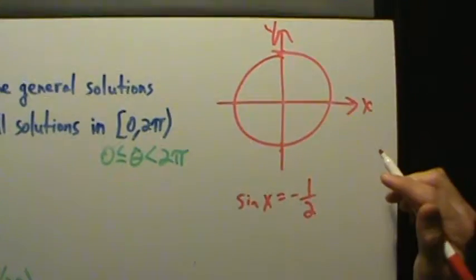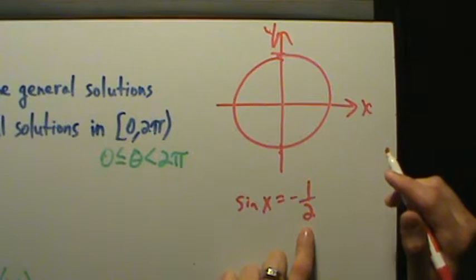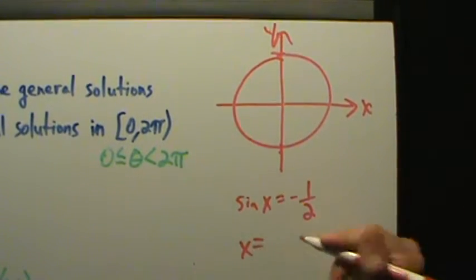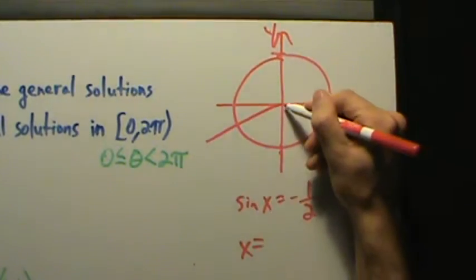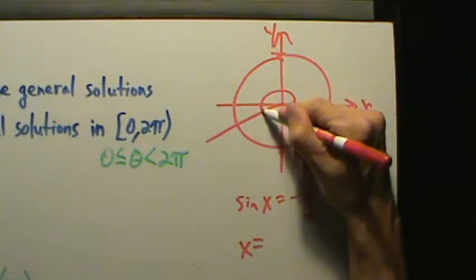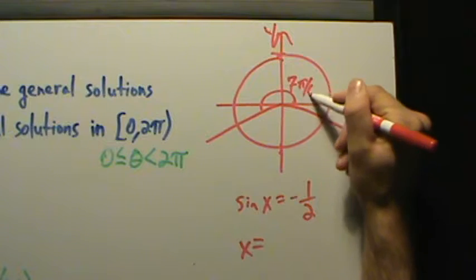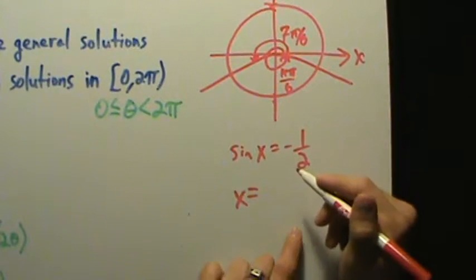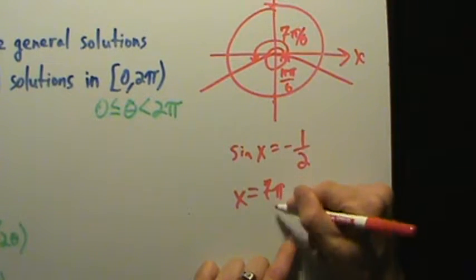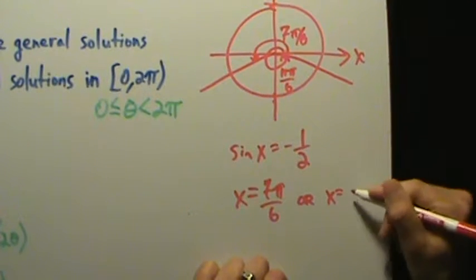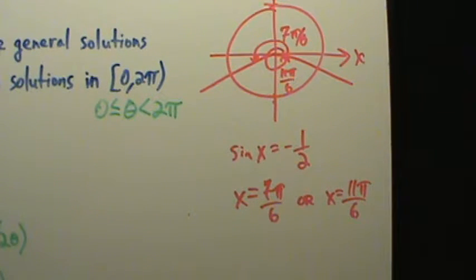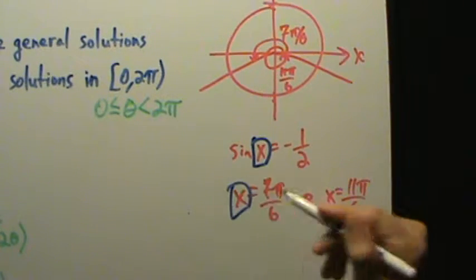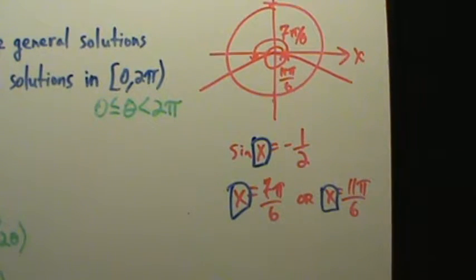If sine of x is -1/2, this corresponds to a nice special angle on the unit circle. So we know that if sine of x equals -1/2, then x equals 7 pi over 6 or 11 pi over 6. Here's 7 pi over 6, and here is 11 pi over 6. So if sine of x is -1/2, then x is 7 pi over 6 or x equals 11 pi over 6. Sine of a thing equals -1/2, so that thing equals 7 pi over 6 or that thing equals 11 pi over 6.